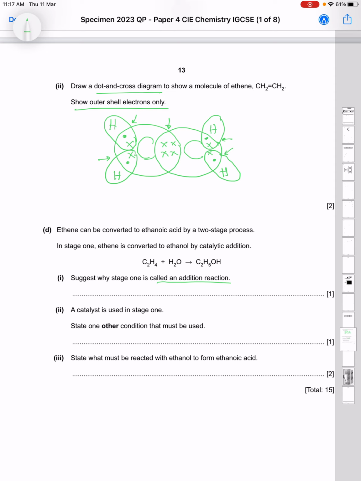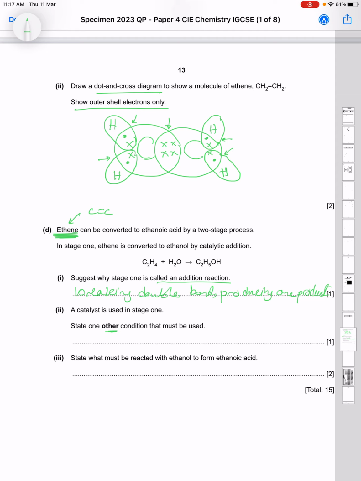I would add because it involves breaking the double bond. How would I know there was a double bond from the beginning? It's telling you that it's an ethene. Ethene has a carbon-carbon double bond. So breaking the double bond and producing one product only.